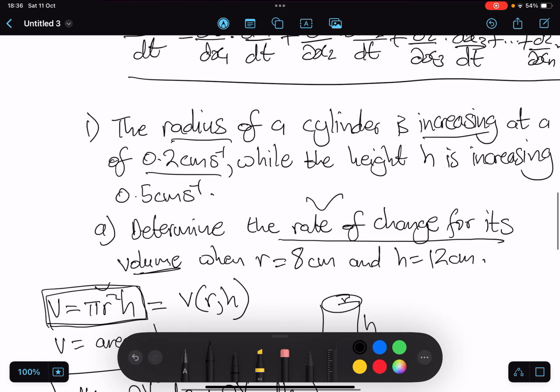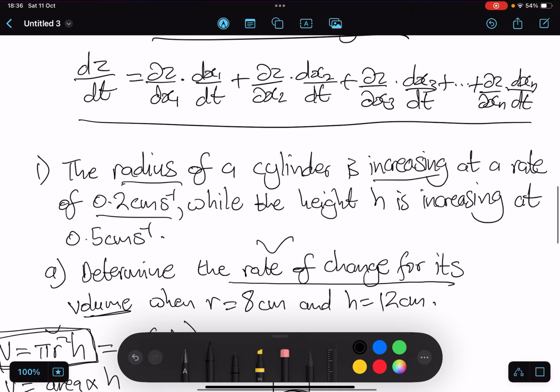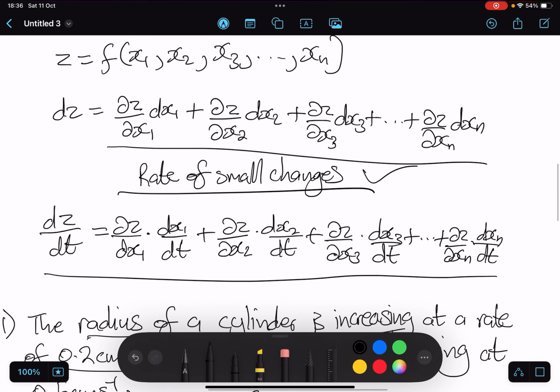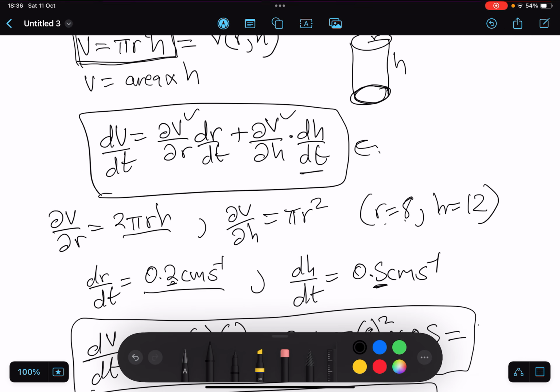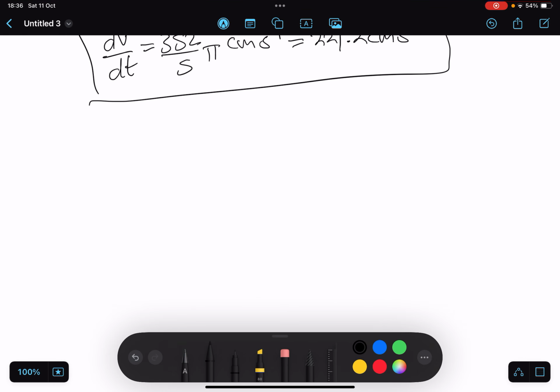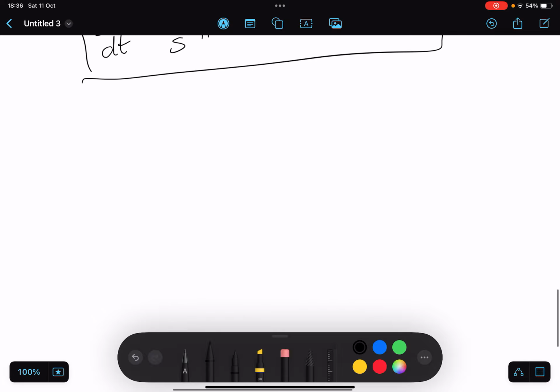So that's how we are going to be solving these typical problems using the rate of small changes. So now another application, another concept that requires the knowledge of partial derivatives, which is the last one. Okay, before we move to that one, I want us to look at other typical questions that you might find in relation to partial derivatives.